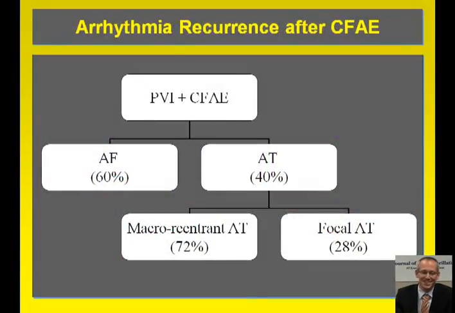emergency room. So in our experience, patients who underwent the procedure with ablation of complex fractionated atrial electrograms come back with either atrial fibrillation in about 60% of the cases or with atrial tachycardias in about 40% of the cases. And out of these patients who present with atrial tachycardia following a first procedure, 3/4 present with macro-reentrant atrial tachycardias, and only 1/4 has focal atrial tachycardias or localized reentries.